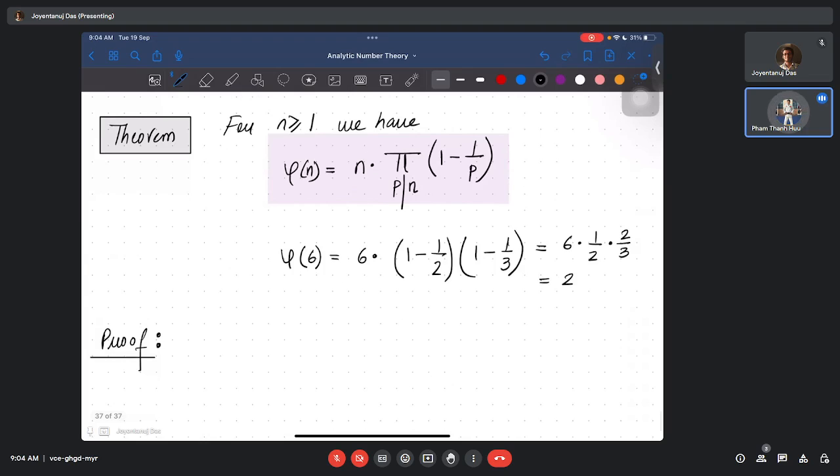Phi is the number of relatively prime numbers less than that number. Since we have 2 and 3... GCD of 2 and 6 is not 1, right? Two and three are the prime numbers, so here in the product there are two numbers, 2 and 3. For phi of 6, the numbers relatively prime to it are 1 and 5.